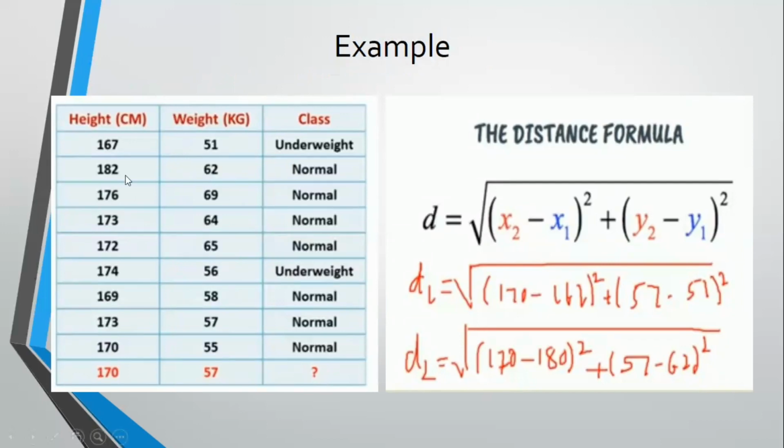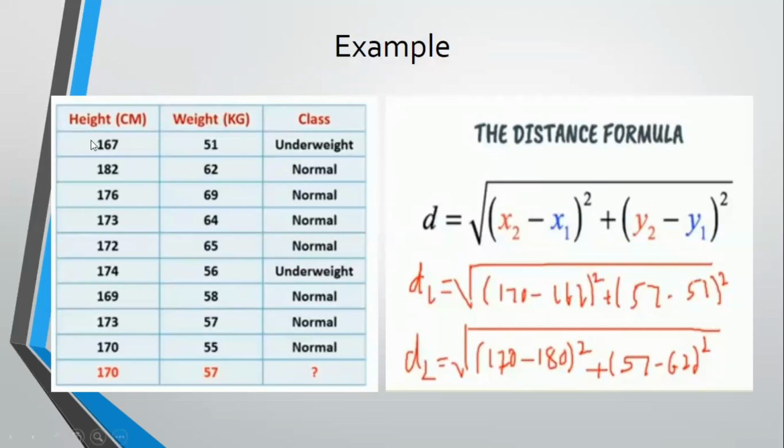Say height and weight, two attributes we have, and one class label here. Since this is supervised learning, we will use a labeled data set. So this is a labeled data set. This is the meaning of a labeled data set.